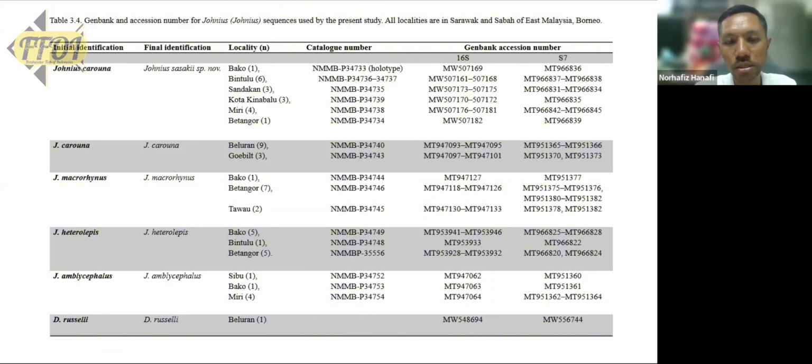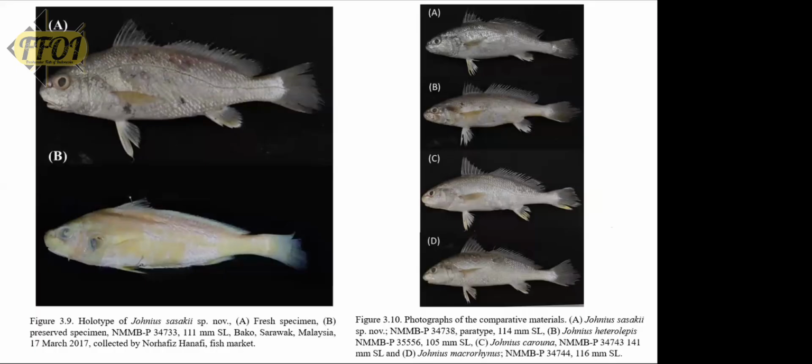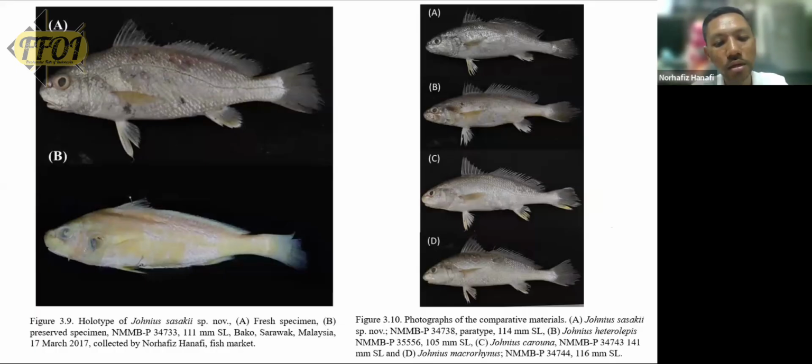And then you have to make sure of the locality recorded, apa semua, information like the length. You can see like the holotype, nampak ni, fresh specimen B, preserved specimen NMBA, for example this catalog number, berapa panjang dia. Okay, then Bako, Sarawak, Malaysia. Lepas tu, what time you collect? And then collected by who? Okay, Marcel, from the fish market what? Faham maksud saya?